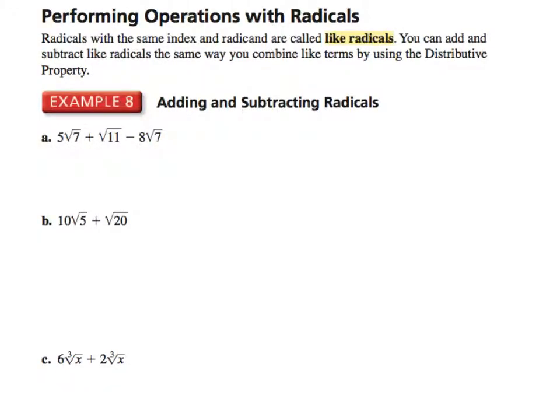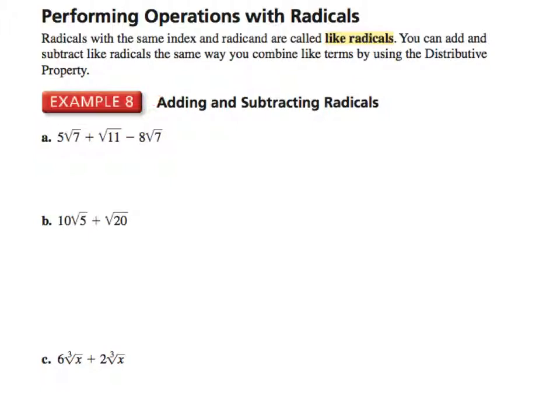The next example, we're going to talk about like radicals. Now, like radicals are just going to be like terms. Like 5x plus 3x is 8x. 5x plus 3y are not like terms. You can't combine them. So it's the same type of process.